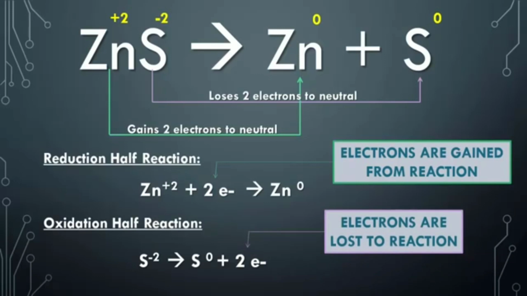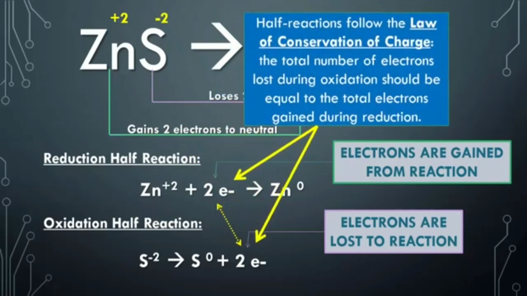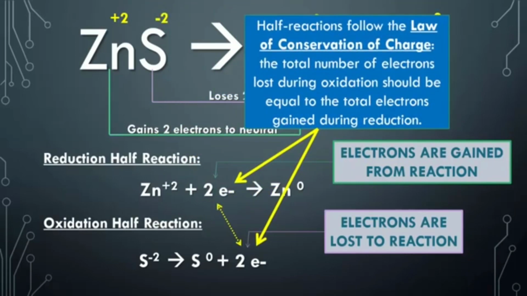So when writing half reactions, the reduction always shows the gain of electrons, and the oxidation half reaction always shows the LEO, or the loss of electrons. But like in all systems, there must be a conservation of charge. The number of electrons gained must equal the number of electrons lost.